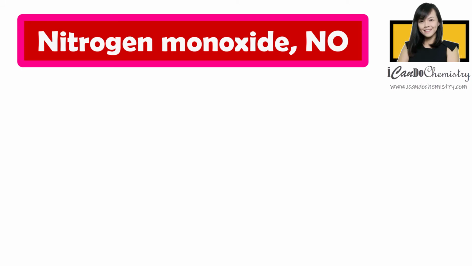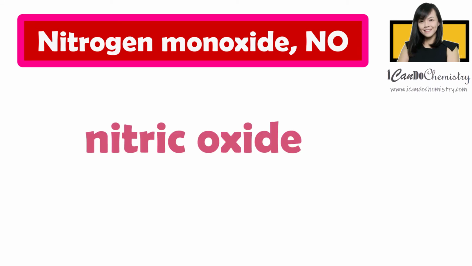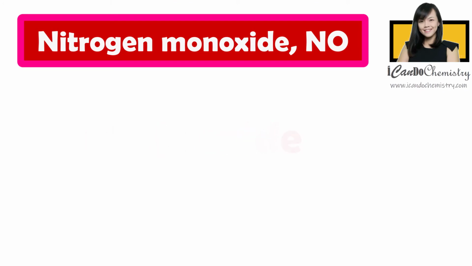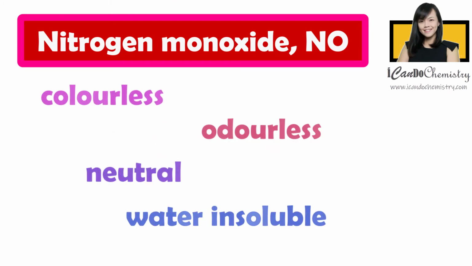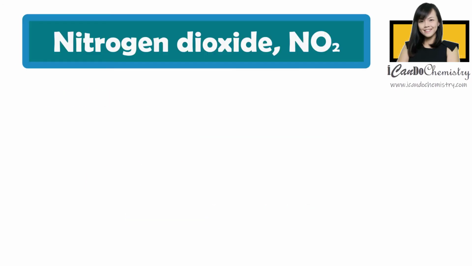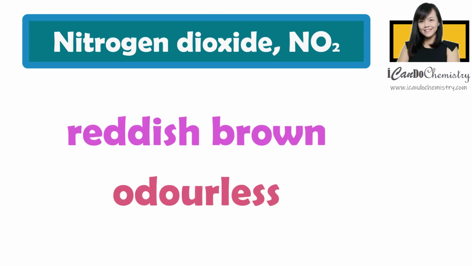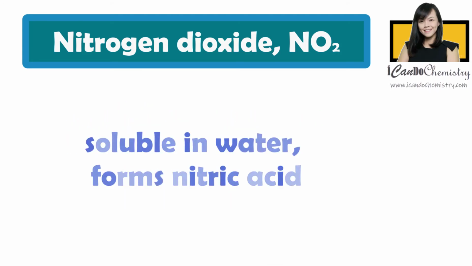Number 36. Nitrogen monoxide. Chemical formula NO. Nitrogen monoxide is also known as nitric oxide. It is colorless, odorless, neutral, and water insoluble. Number 37. Nitrogen dioxide. Chemical formula NO2. Nitrogen dioxide is a reddish brown and odorless gas. Unlike nitrogen monoxide, it is soluble in water to form nitric acid.